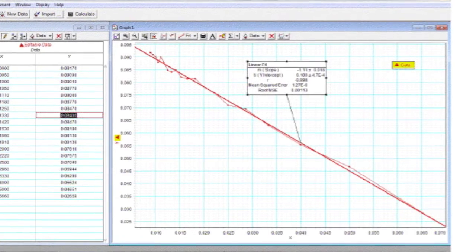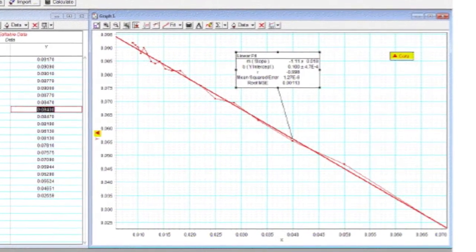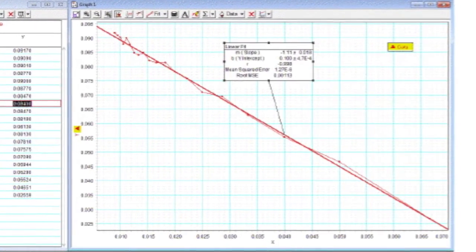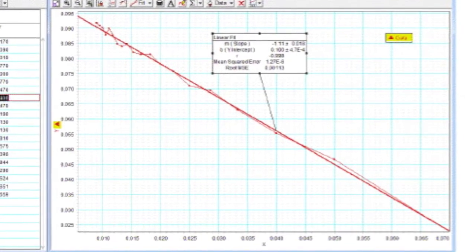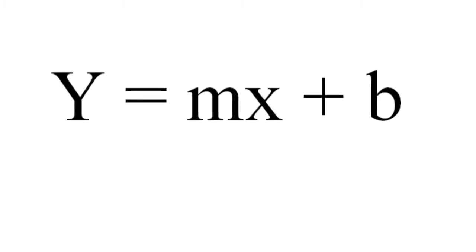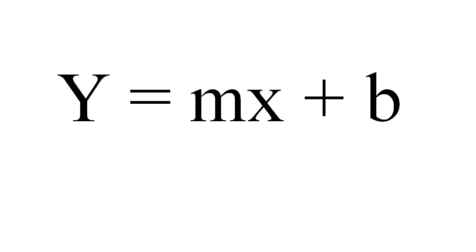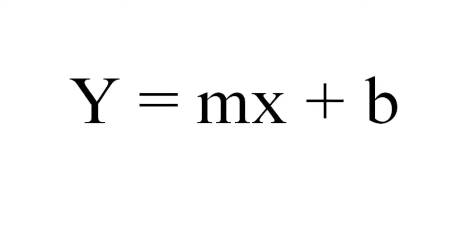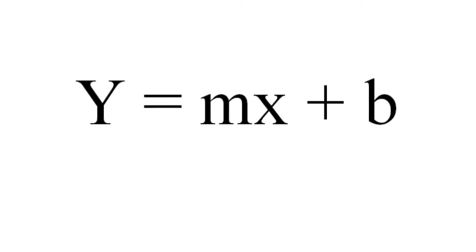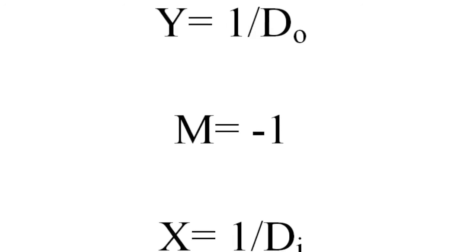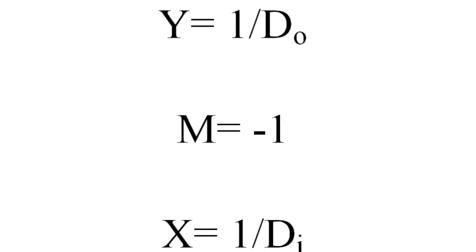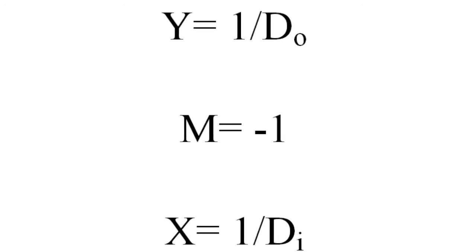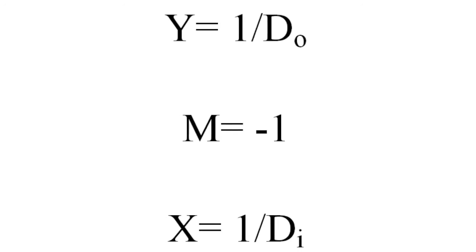By looking at these two graphs, you are able to derive the formula for focal length. The standard formula for any graph is y equals mx plus b. So, by substituting the variables, we can derive the formula. Since the inverse of DO is on the y-axis, we substitute it for the y value. On the x-axis, we have the inverse of DI, which we then substitute in the equation.